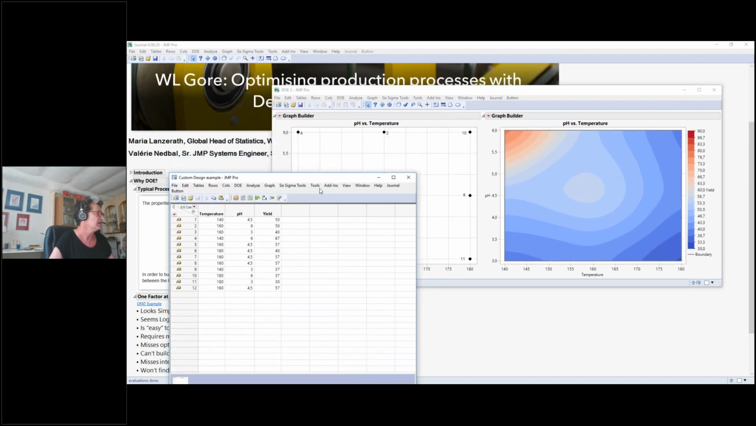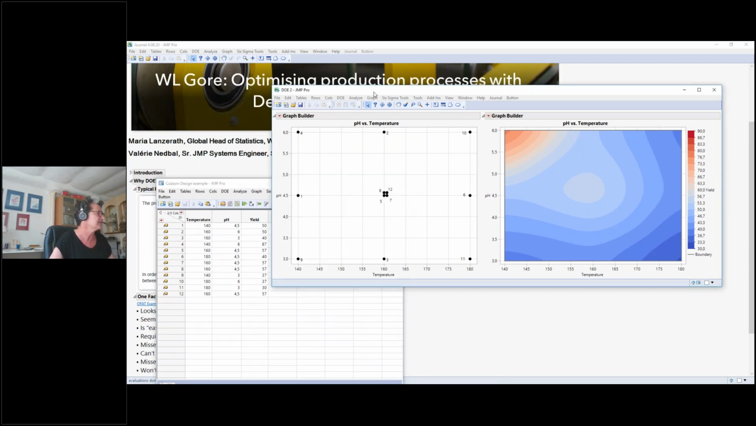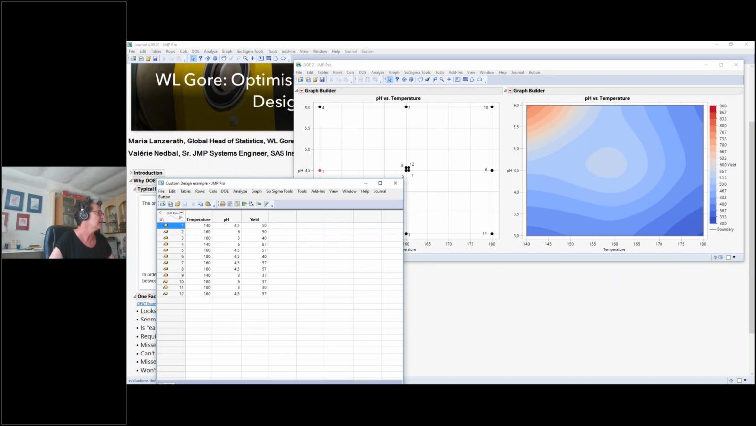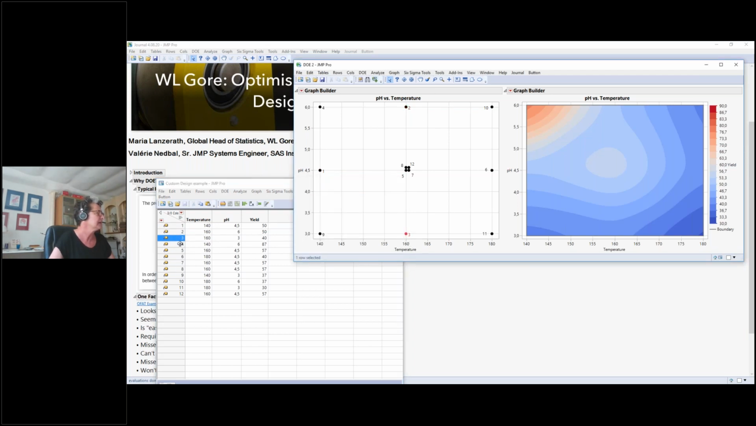And you can see here where your runs are. For example, run 1 would be here in the middle, run 2 would be here in the middle at the top, run 3 would be here in the middle on the bottom, and so forth. So at each run, you vary your different factors each time. And you might then find an optimum of the yield here, for example, again at the top left corner of the design space.